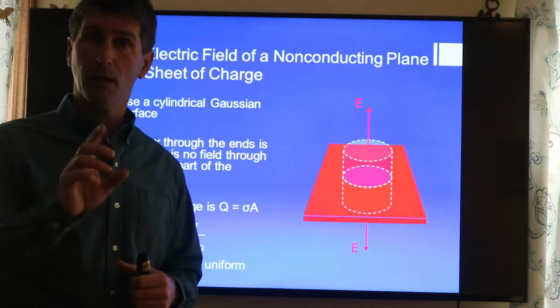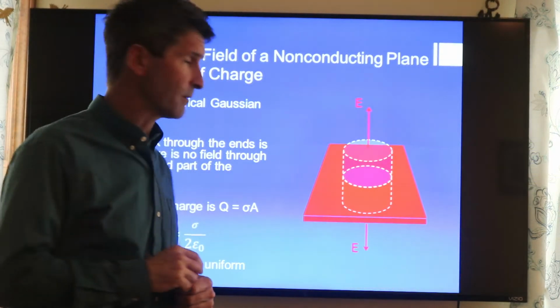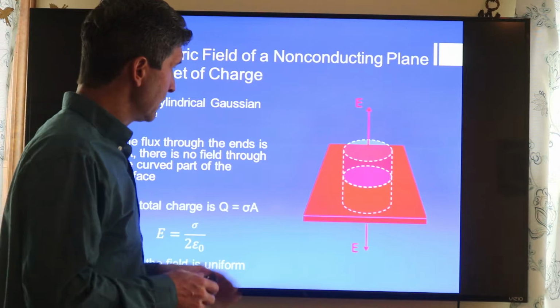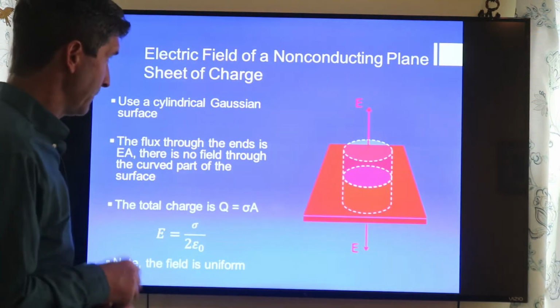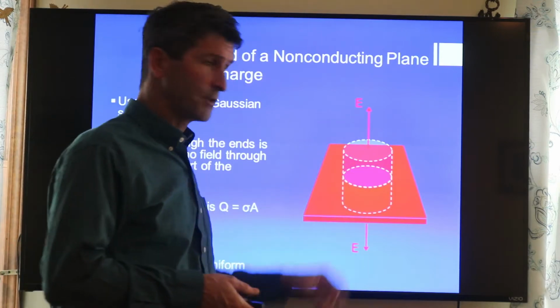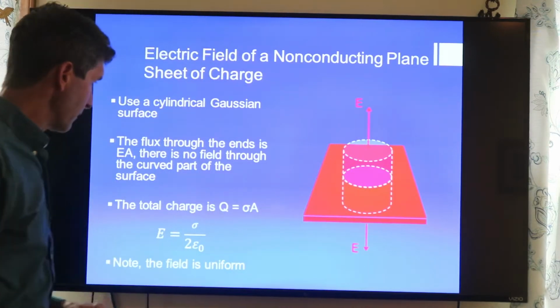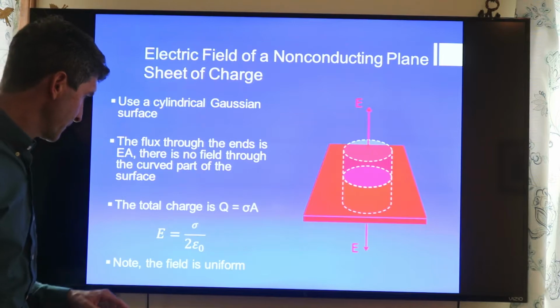Of the cylinder, I'm going to ignore that. I'm going to ignore the curved part of the cylinder. I'm going to instead look at the end faces and calculate the electric field based on that. Now we have two surfaces, so we have two areas right here. We have the area on the top, we have the area on the bottom.